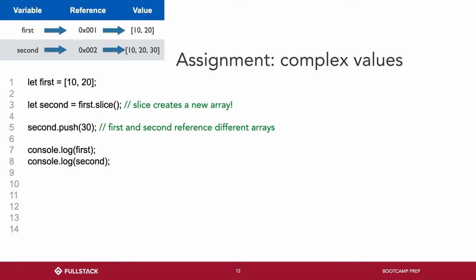So as you can see, slice does create a new array. And this is pretty awesome, okay? We make a new array. We have a new address. So then we have a new thing that we can push that 30 into. So then when we console.log, first is still 1020, but second is 102030. You guys got that, slice makes a copy, right? Concat also makes a copy. Splice does not make a copy.